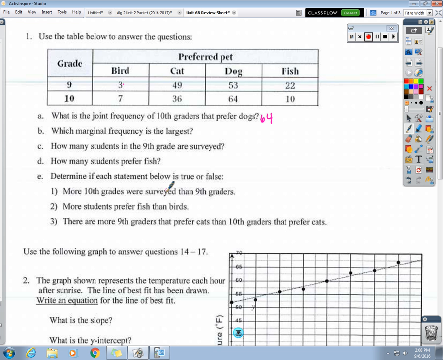What marginal frequency is the largest? Well, what do they mean, marginal frequency? Right, the totals. Like, how many total 9th graders were surveyed? 127. Right, 127. How many 10th graders? 117. How many liked birds? 2. How many liked cats? 85. How many liked dogs? 117. And how many liked fish? So how many total students were surveyed? 244.